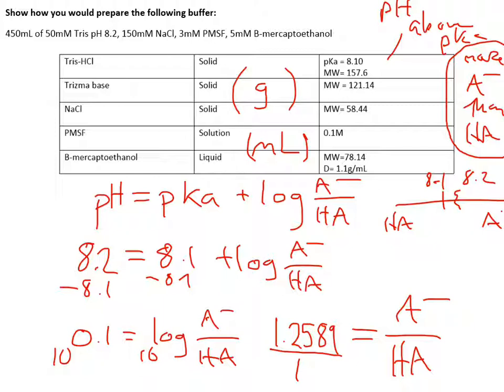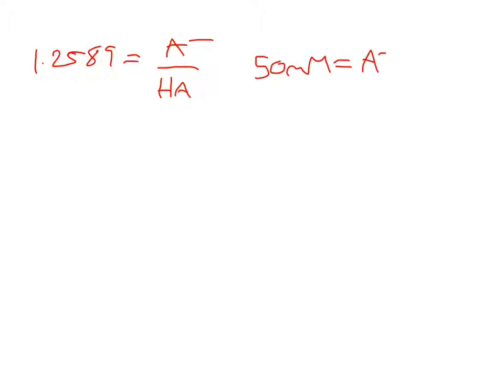Again, we're going to set our buffering capacity equal to A plus HA, and then we're going to use this ratio to do two equations, two unknowns. So again, 1.2589 is equal to A over HA, slightly favoring the A, and our buffering capacity is 50 millimolar, equals A plus HA. Remember, the capacity of a buffer is given by the ability to either soak up H's or OH's. And so this A and HA is the total capacity of the buffer, 50 millimolar concentration.